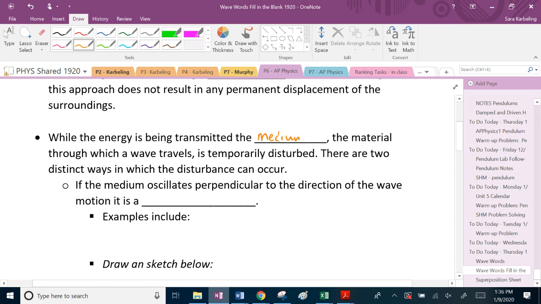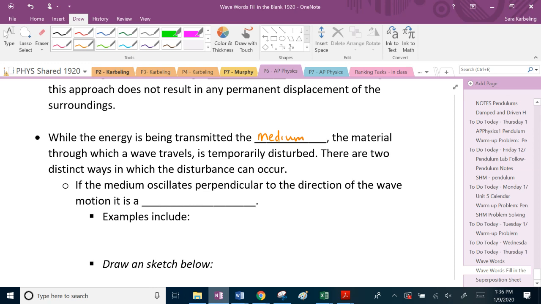I wonder if it's because you're like, what is that? Well, let's find out. What is the medium? It's the material through which a wave travels. It's temporarily disturbed. It gets moved a little bit. So anytime that I speak or that you speak or that there's any sound, the medium of air is being displaced. It's being disturbed a little bit, and that's how the wave travels. We're talking about a sound wave.